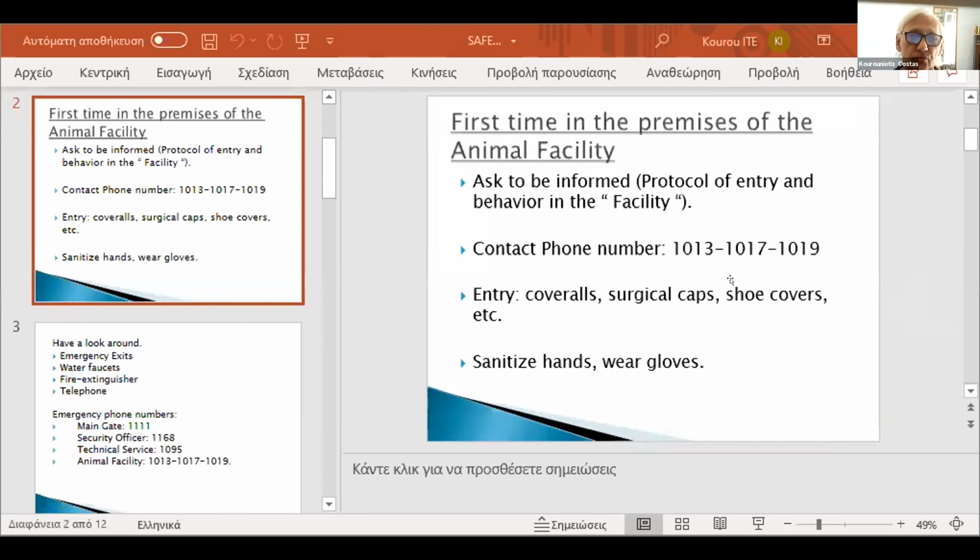Now, for those who come for the first time in the premises of the animal facility, please ask to be informed about the protocol of entry and the general behavior in the animal facility. For that, you can contact us at the phone numbers. For one thing, in order to enter the animal facility, you have to be covered from head to toe with coveralls, surgical caps, shoe covers, gloves, etc. Before you enter the animal rooms, you have to sanitize your hands and wear gloves.